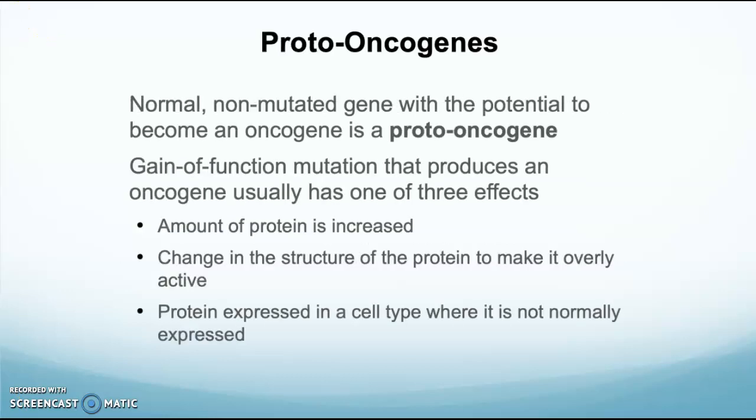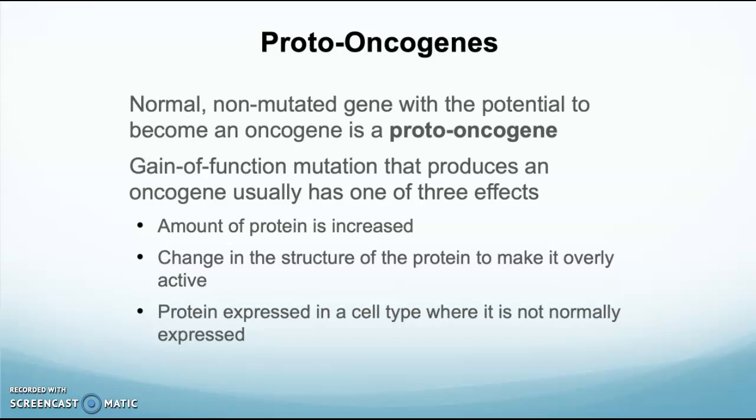So when we think of proto-oncogenes, these are what I would consider a normal, non-mutated gene that has the potential to become an oncogene. What I mean by that is that the particular gene can play a role in uncontrolled cell growth if it is mutated. So the normal non-mutated one is called a proto-oncogene, basically meaning that it's ready to become an oncogene, but there has not been the mutation to do that. Generally, what we see is a gain-of-function mutation that produces that oncogene.